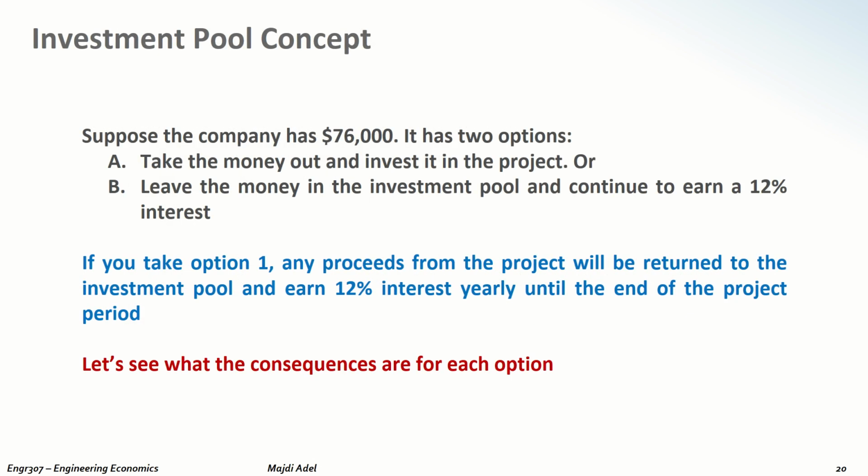suppose that the company has $76,000. الشركة عندها $76,000. It can invest the money in two ways. Either it can invest this money in a project, or leave the money in its investment pool and it will generate an interest of 12% annually كل سنة.